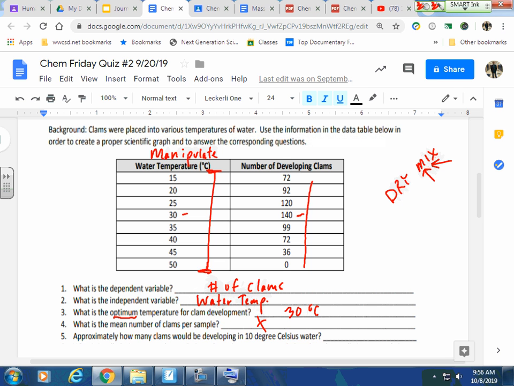Number 5, approximately how many clams would be developing in 10 degrees Celsius water? You guys did a nice job with this for the most part. So you were able to look at, well, here's 15. It was 72. 10 would be 5 less than that. If we went up by 5, it changed by 20. So a lot of people actually put 52. Okay? And it was just a rough estimate, not an exact answer, but I was looking for something around 50. So that's pretty good. I was pretty proud of you for that. Identifying trends is what that's called.